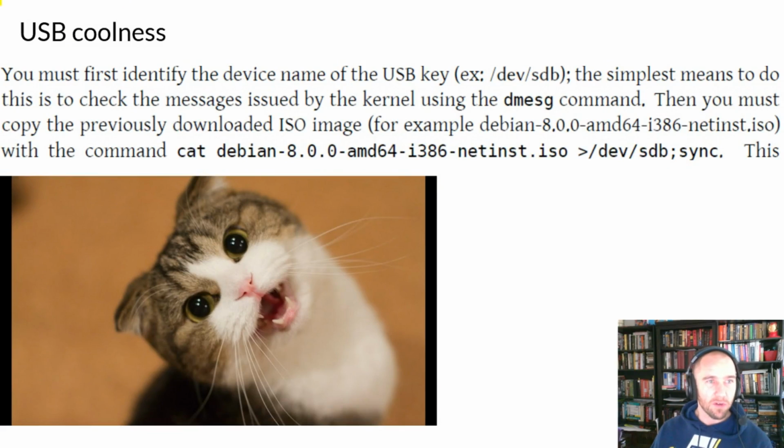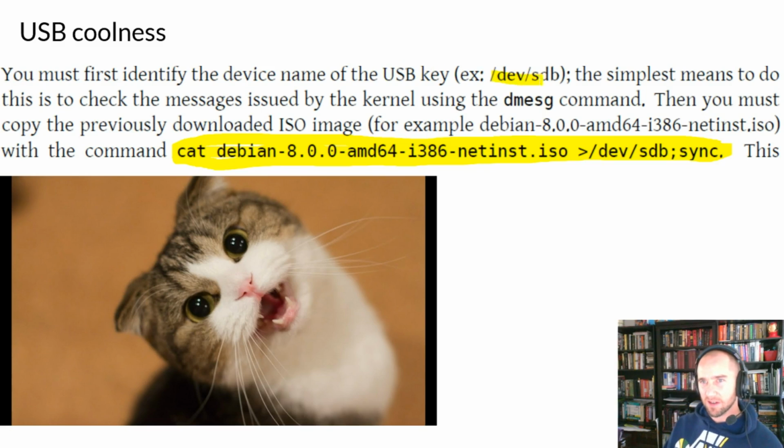You can also install from a USB, and I'm sharing this one because of the command to do that. Once you plug your USB in and you're on the command line, this is what you type. I thought that was kind of cool. So after you identify the device name, and there's their example, the simplest means to do this is to check the messages issued by the kernel using the dmesg command. Then you must copy the previously downloaded ISO image. For example, there's the name of the ISO with the command, and then there's that command.